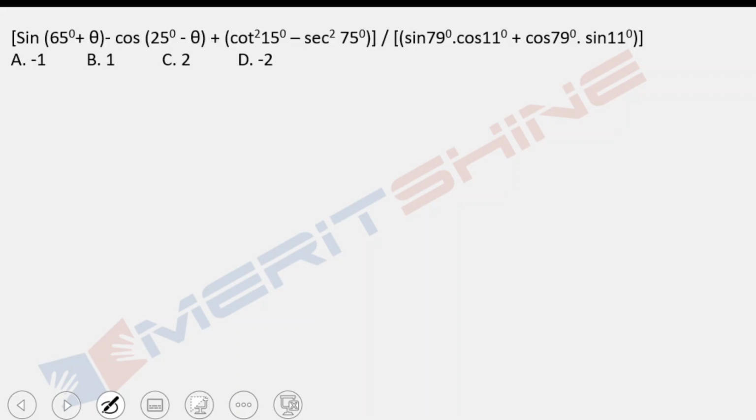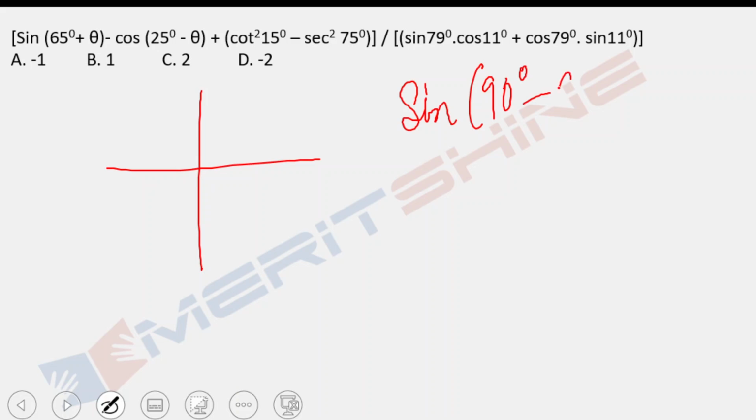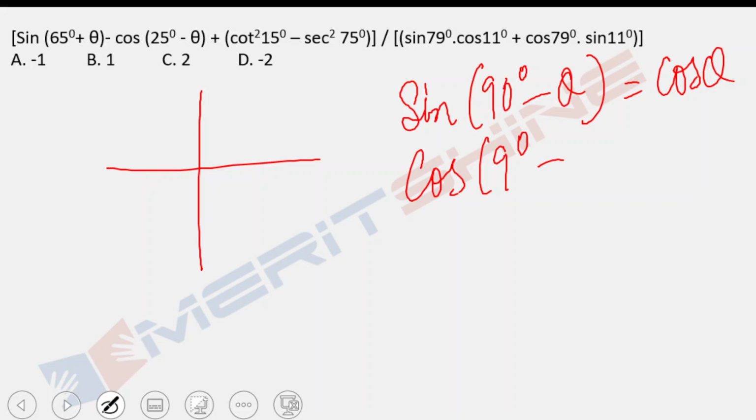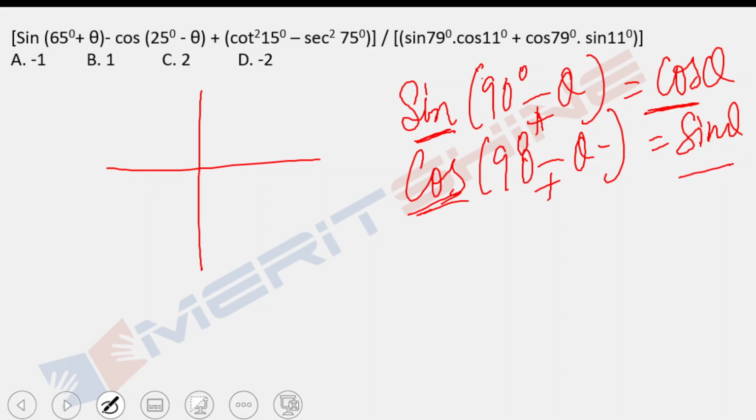The concept behind it is that if you have a quadrant, always remember that sin 90 degree minus theta is equal to cos theta. Similarly, cos 90 degree minus theta is equal to sin theta. I hope that you know that. So whenever you have an odd multiple of 90 degree minus or plus theta, then your function changes. Your function becomes the converse function of that. So tan becomes cot, sin becomes cos, sec becomes cosec.